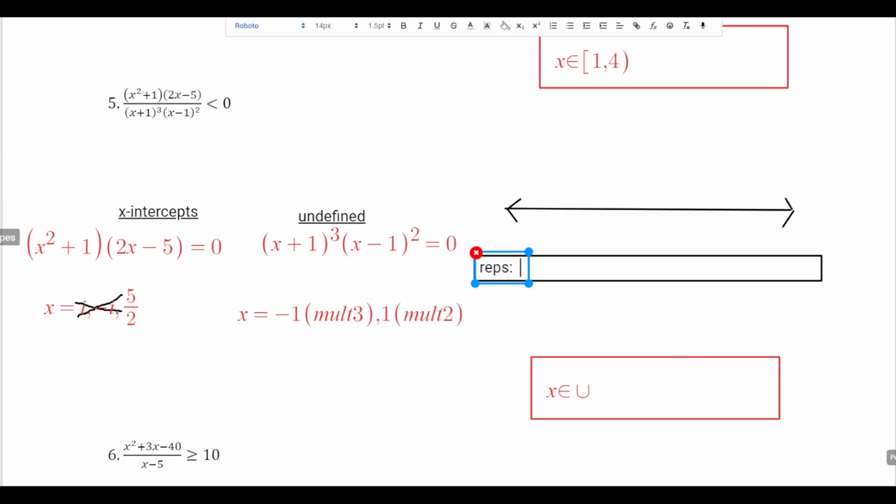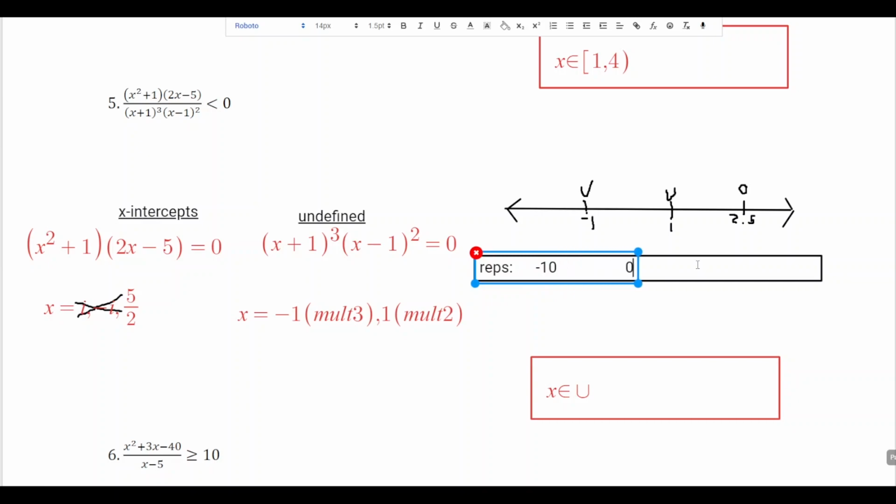So really we just are going to have three numbers on our number line: 1, -1, and 2.5. So let's go ahead and put those on there. We have -1, 1, and 2.5. That's the 5 halves here. And it's going to be 0 only at 5 halves. Not that it matters for this problem because we have just a strictly less than situation here, but I'm going to mark it anyway just to stay in the habit and make sure I don't forget on the ones where it does matter.